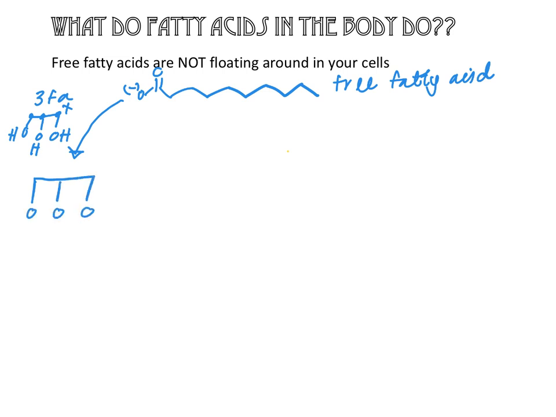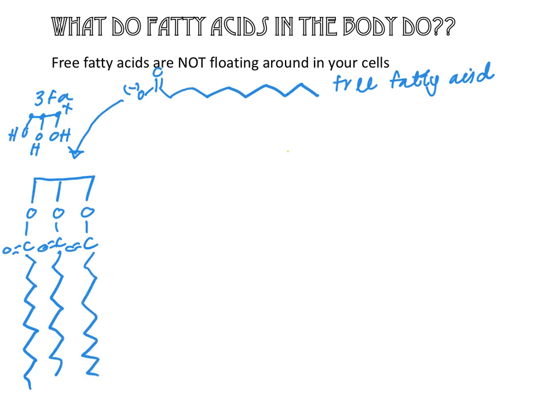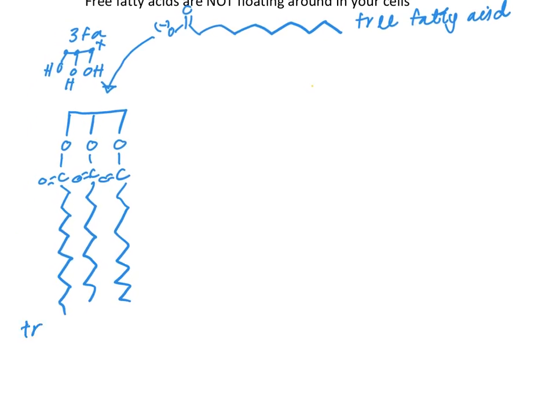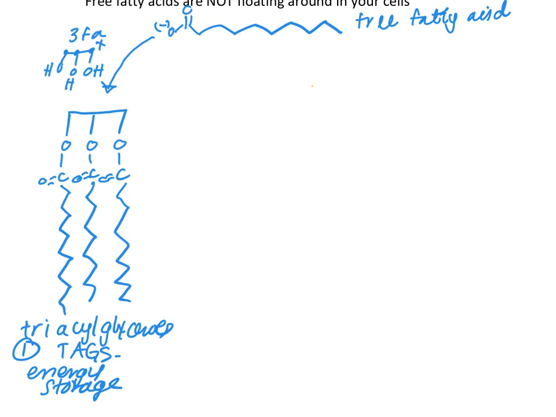that looks like this. So there's that glycerol, and then we're going to add a carbon tail to each one of these. So there's one fatty acid, two fatty acid, three fatty acid. These are called triacylglycerols, or TAGs. And their main function is energy storage. Okay, so this is one class or category of lipids, or TAGs.